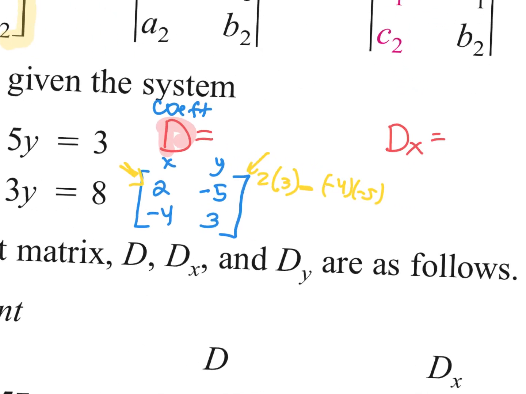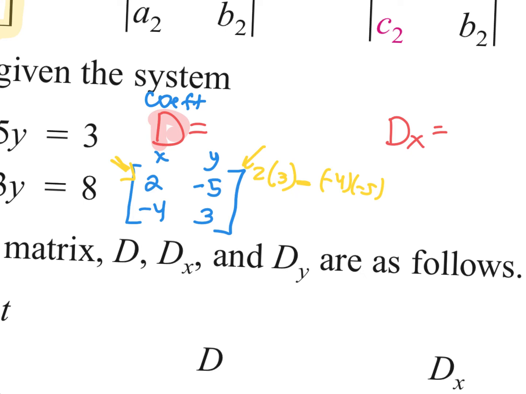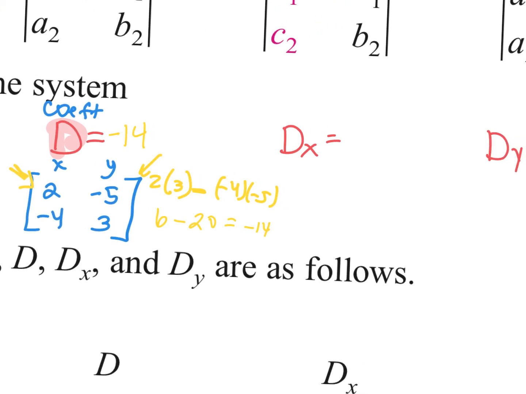So when you multiply this together, what's 2 times 3? 6 minus, what's negative 4 and negative 5? Positive 20. So 6 minus 20 is what? Negative 14. So your coefficient matrix, your D, equals negative 14. Everybody with me? All right, now let's do the same thing, but we're going to find the determinant of X.